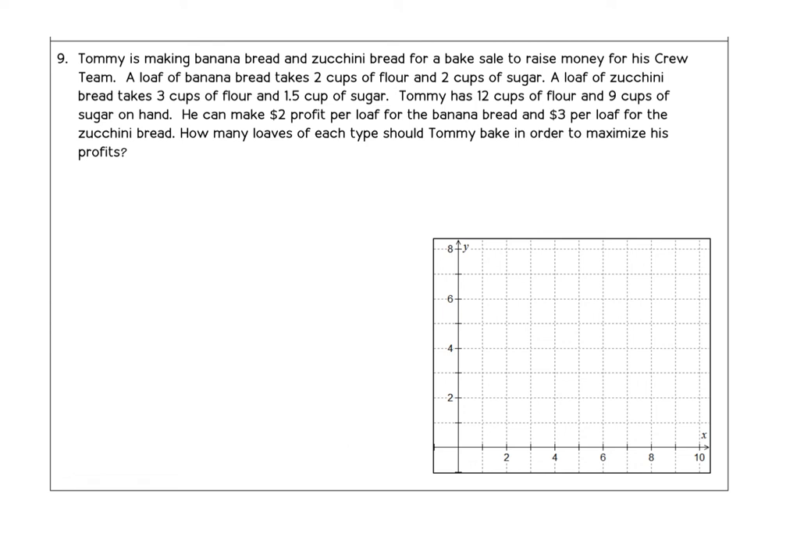What do I mean by that? If 12 cups of flour is a limitation, I need to look at everything that has to do with flour. 2 cups per banana, 3 cups for zucchini. That's my flour limitation. If I have a limitation on sugar, he only has 9 cups of sugar. I need to look at everything that has to do with sugar. 2 times my banana bread for sugar, 1.5 times my zucchini for sugar. Okay? Does that make sense?